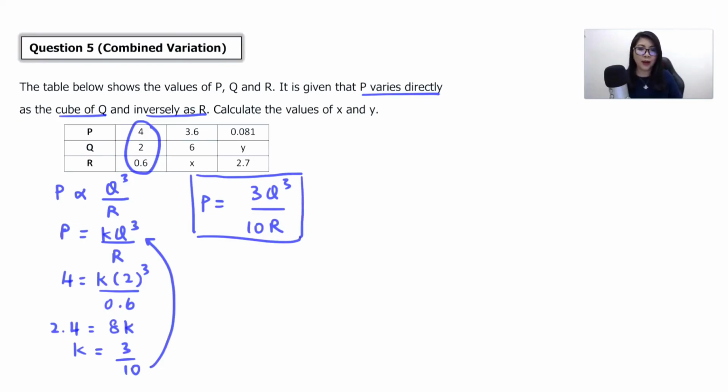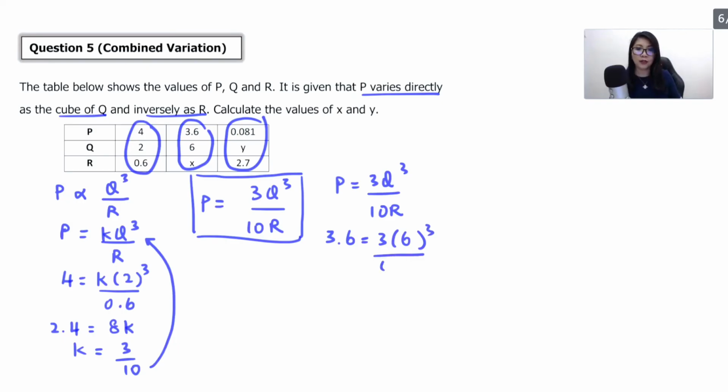Okay? So once I got this, I can use this equation to find my X and Y. So to find my X and Y, I'm going to substitute these values to find X and these values to find Y. So P equals 3Q cubed over 10R. So P is 3.6 equals 3, Q is 6 cubed, then over 10, R is X. So 10, move it over to the left, become 36. So 36x equals, 6 cubed is 216, then times 3, so we get 648. To find x, I use 648 divided by 36, I get 18. So x equals 18.